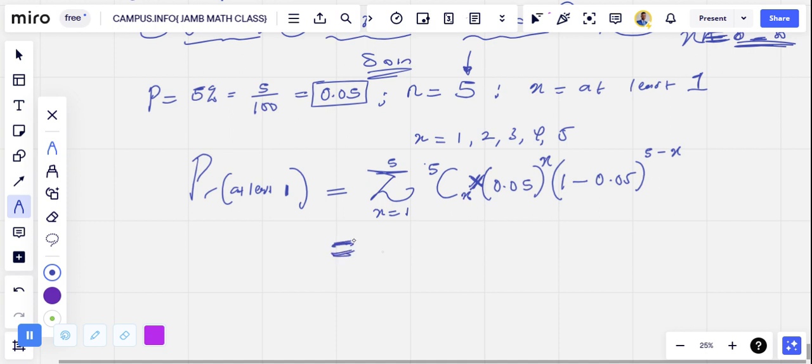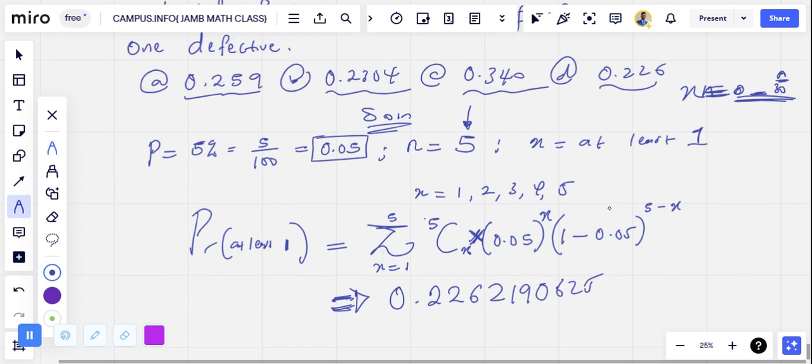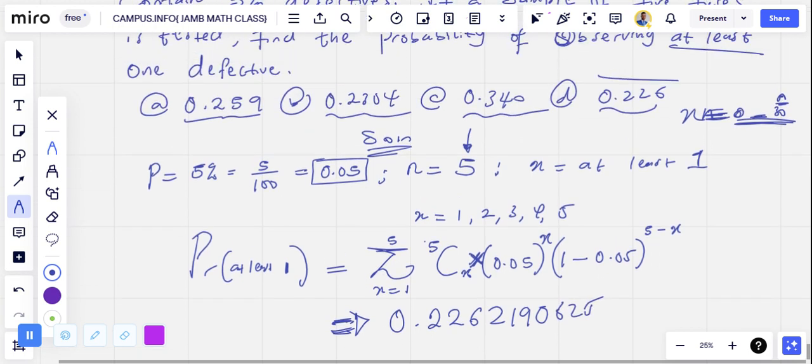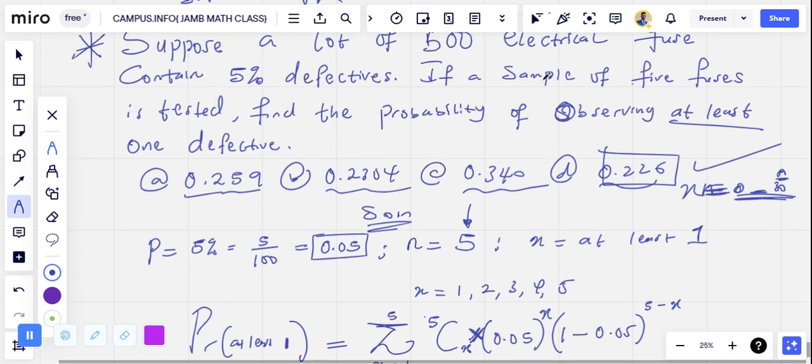So I said, it seems you guys are flowing and it's making sense. I just press it on calculator now and I have it at 0.22621906625. So if you approximate it now, that's 0.226. You see, it's making sense now. Very easy and sweet. This is binomial.